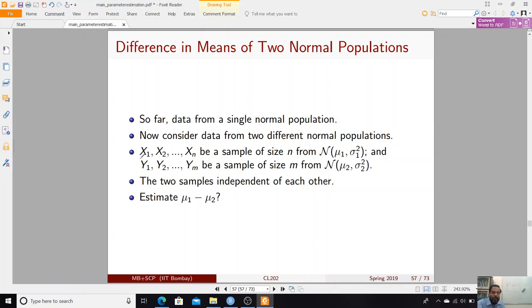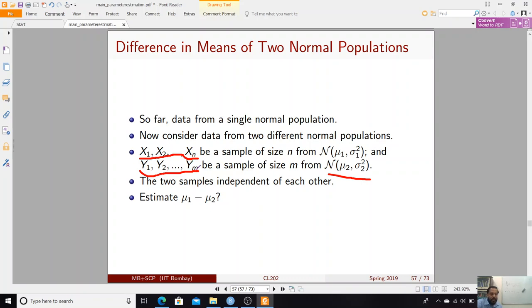So here you have two populations. One is x1, x2 to xn. So you have n samples here coming from this population, which has mean mu 1 and variance sigma 1 square. And the y's are the samples, m number of samples, a different number of samples, coming from a separate normally distributed population, which has mean mu 2 and variance sigma 2 square. So one common question is: is mu 1 greater than mu 2 or smaller than mu 2? But you don't know the values of mu 1 and mu 2. What you have is only x1 to xn and the m samples from y1 to ym. And from this you have to be able to make a comment on which population mean is larger or smaller.